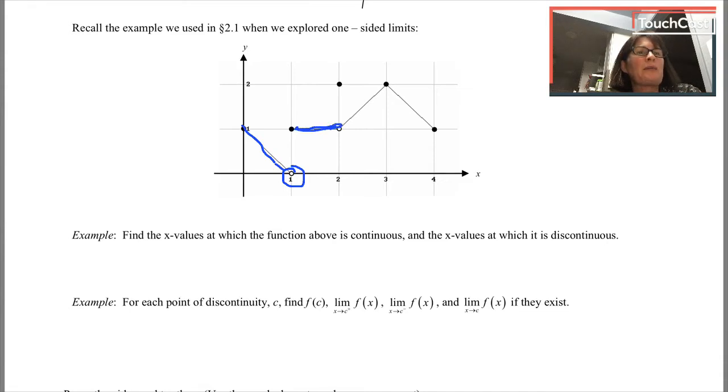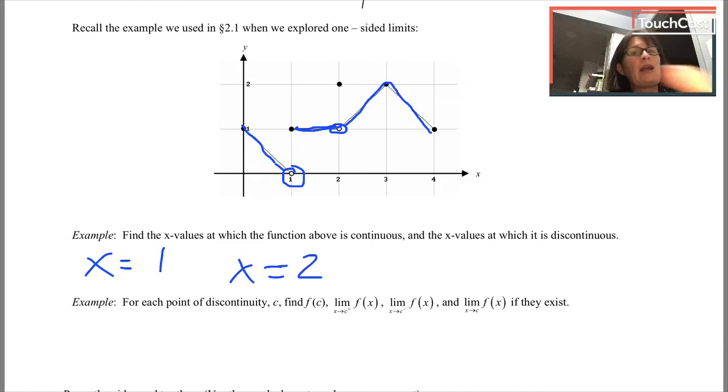I could start drawing again. I'm going to have to pick up my pencil here where x equals 2. The rest of this function I can draw without picking up my pencil. So I think x equals 1 and x equals 2 are the 2 places where this function, let's call it f, is not continuous.